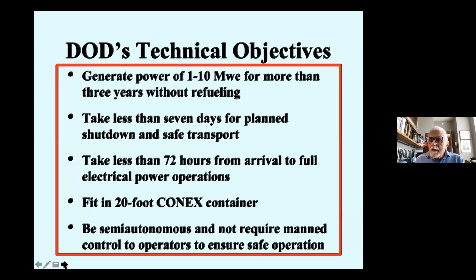And this is kind of interesting too. They want it to fit in a 20-foot Conex container. This is a shipping container that you see at the ports. They want it semi-autonomous and not requiring operators to ensure safe operation.